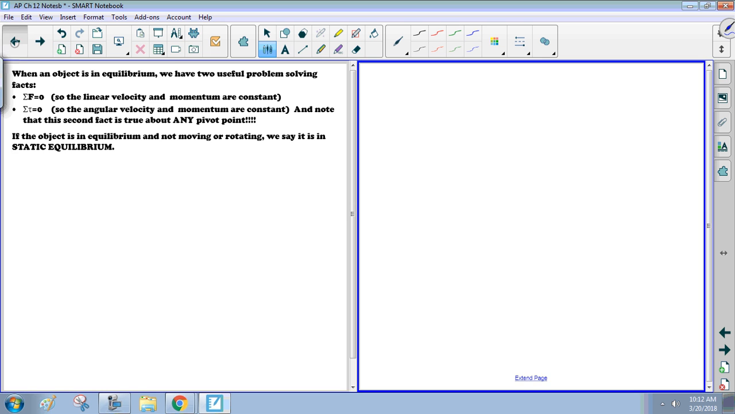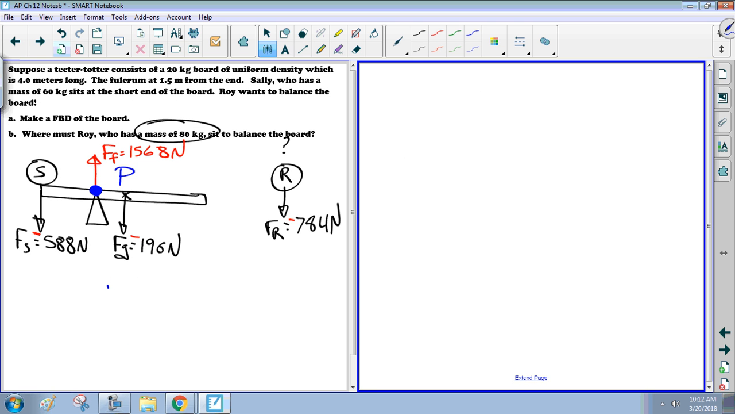Oh, that's not what I wanted to do, darn it. That's what I wanted to do. Okay, so here we go. I'll do it in blue. So our net torque around pivot point P, notice my notation, I put a little sub P there to indicate where my pivot point is, and it corresponds with my drawing. That has got to equal the torque from Sally plus the torque from the fulcrum plus the torque from the gravity on the board plus the torque from Roy once he gets on the teeter-totter.